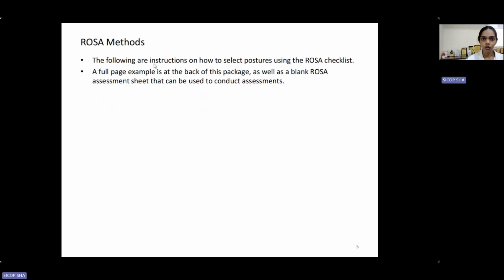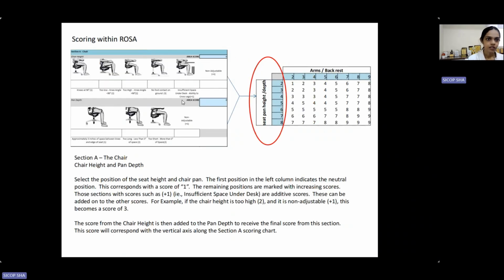ROSA methods. The following are the instructions on how to select the postures using the ROSA checklist. A full page example is at the back of this package. Then scoring within the ROSA. Section A consists of the chair height and the pan depth. So we select the position of the chair height and chair pan which is appropriate according to the individual.